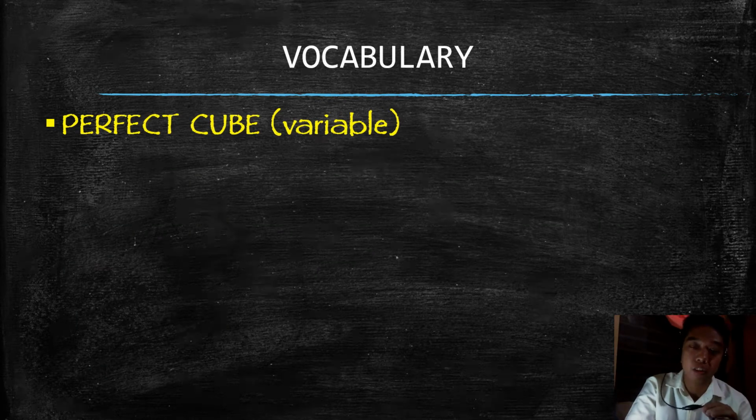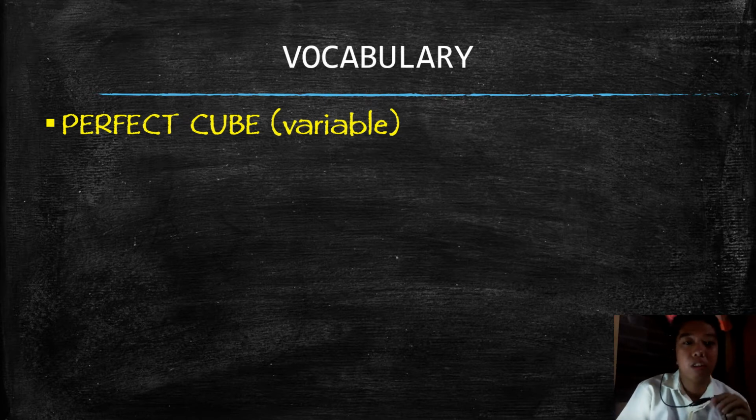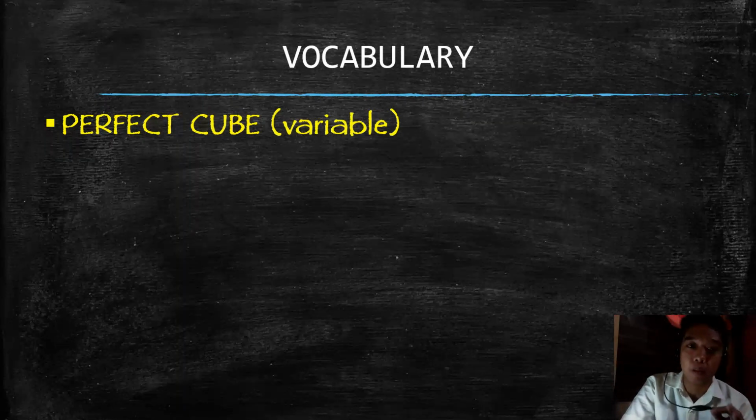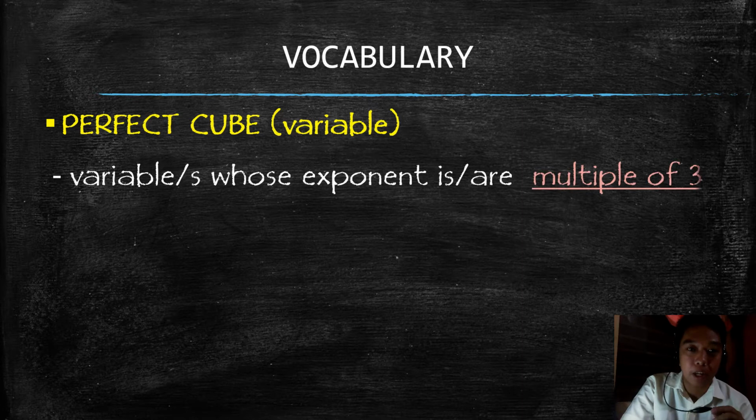Perfect cube variable. Okay, so dun sa nauna kong video, di ba naalala nyo yung perfect square variable? Kapag perfect square variable, malalaman mo siya kapag ang exponent niya ay divisible by 2. So, dito naman sa perfect cube variable, ang exponent naman niya ay hindi divisible by 2, kundi divisible by 3 or multiple of 3. Kasi lahat ng multiple of 3, divisible by 3. Okay. So, I have your example, x raised to 9. So, ang 9 can be divided by 3. So, kapag dinivide mo yan, ang sagot ay whole number.